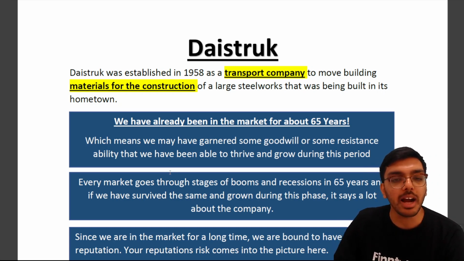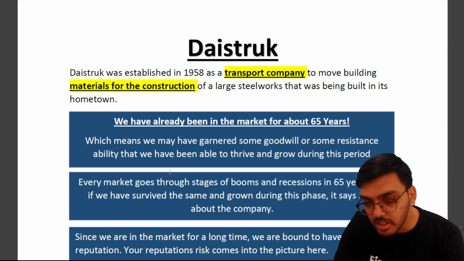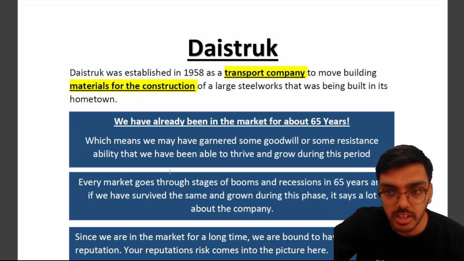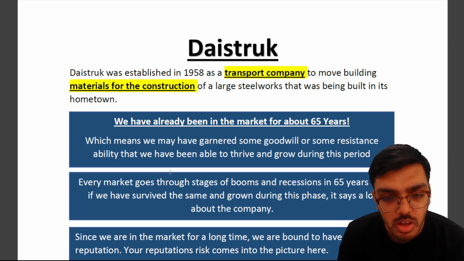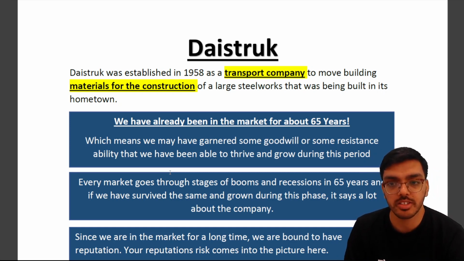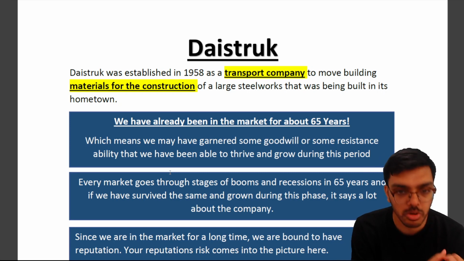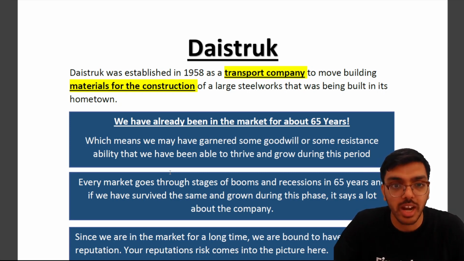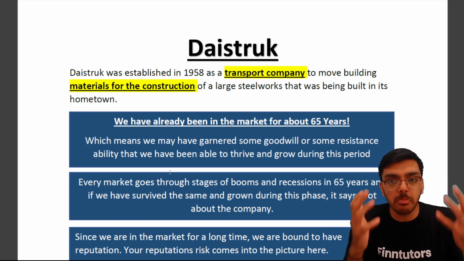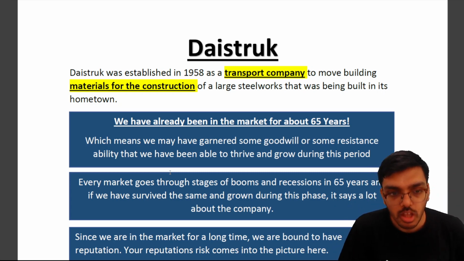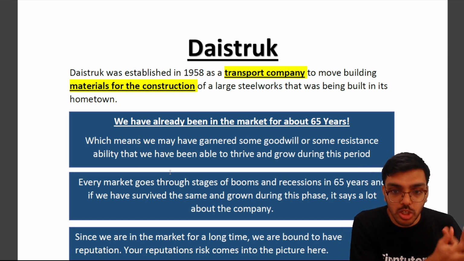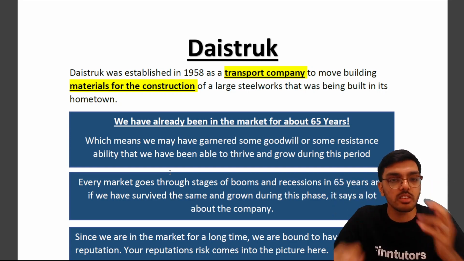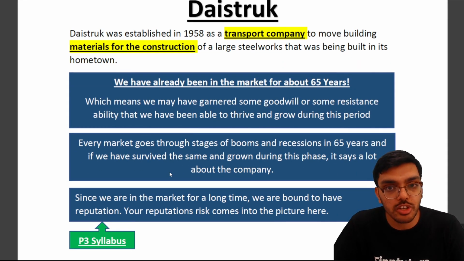Now we have already been in the market for 65 years. In 1958 the company was established in Roundland itself. So in 65 years, isn't it natural that you have become a household name in Roundland? You have become a name that has garnered some type of goodwill, some type of customer care or customer identification with your company, because you've been in the market for such a long time. So which means we may have garnered goodwill or resilience, that we have been able to thrive and grow in these 65 years because Daistruk has become a large company.